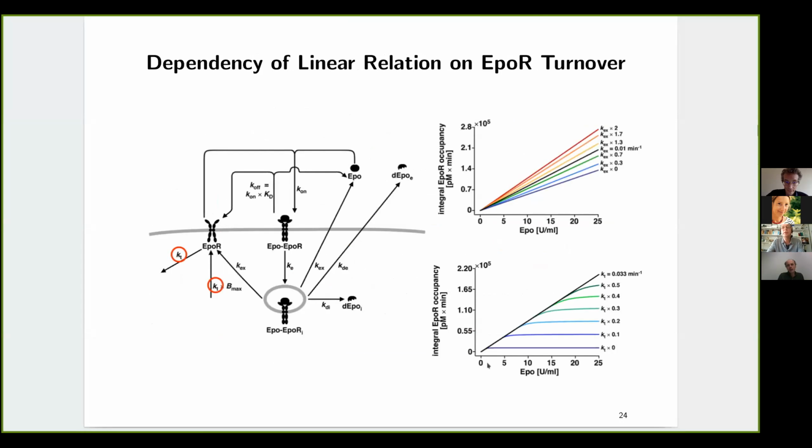So if you increase the extracellular concentration, then you need more EPO receptors on the cell surface, and therefore the turnover. Here we decrease this rate constant, and so therefore the system just saturates. No, exactly. Very clear. Okay. Thanks for the question.